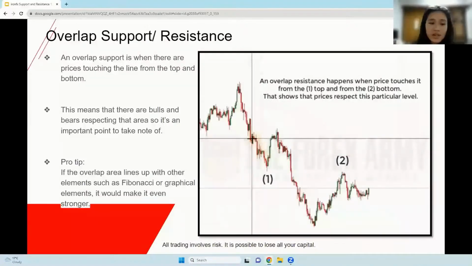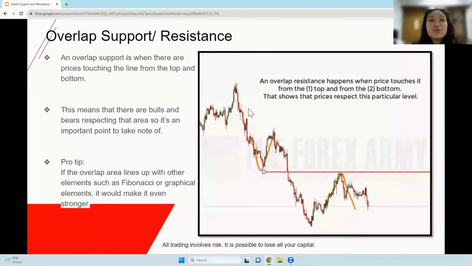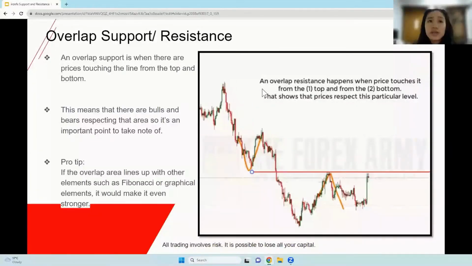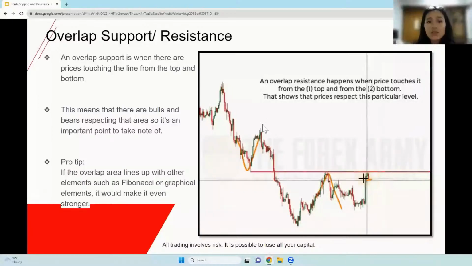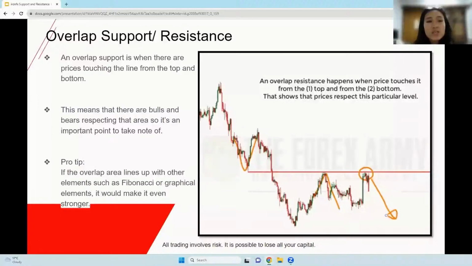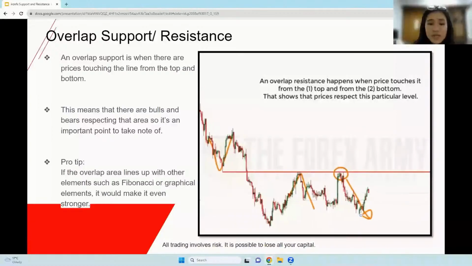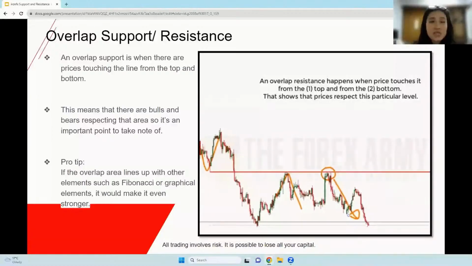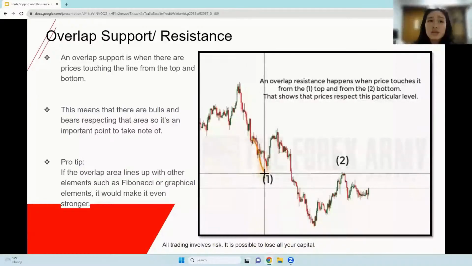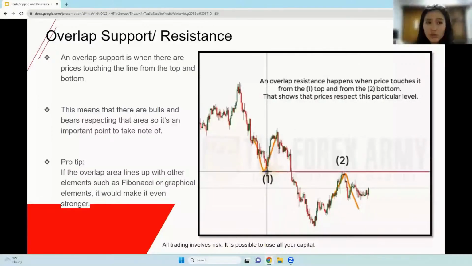Next we have the overlap support and resistance. An overlap support occurs when price touches the line from the top and from the bottom. The more times that it reacts off of that area, the stronger the level is. The reason for this is that there are bulls and bears that are respecting that area, and therefore it's an important point to take note of.